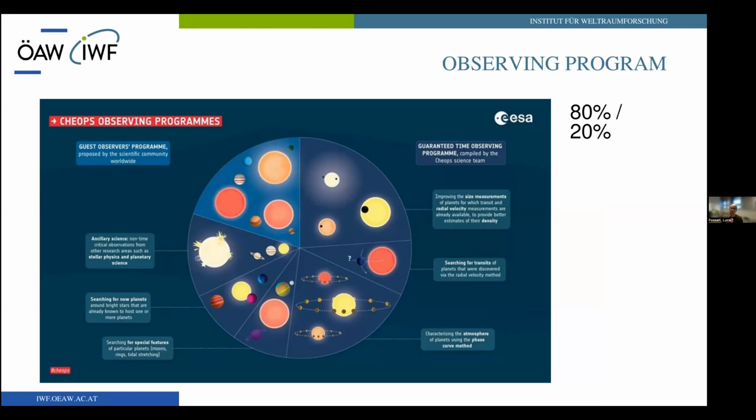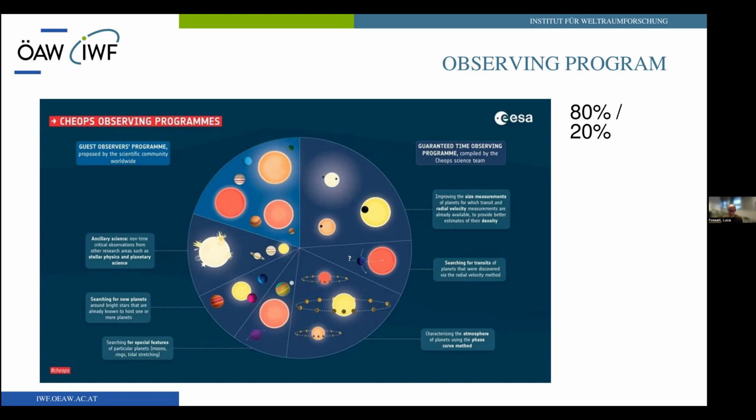So now to the observing program. The CHEOPS observing program, at least during the nominal mission, which is where we are now, is split in two. 80% of the time belongs to the consortium that has built CHEOPS, and 20% of the time belongs to the community. So it is open to the community, and members of the community can write proposals to ESA to get access to CHEOPS.